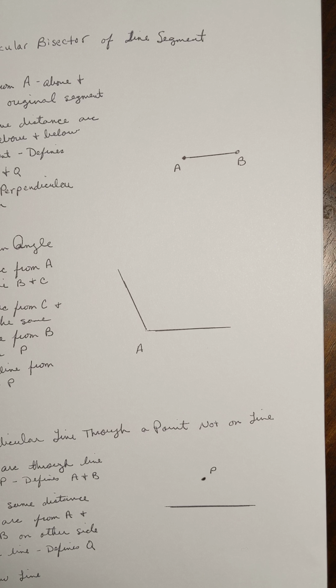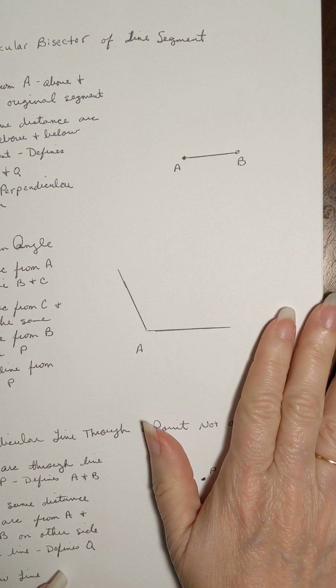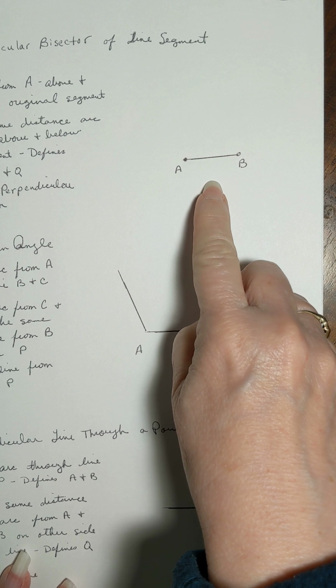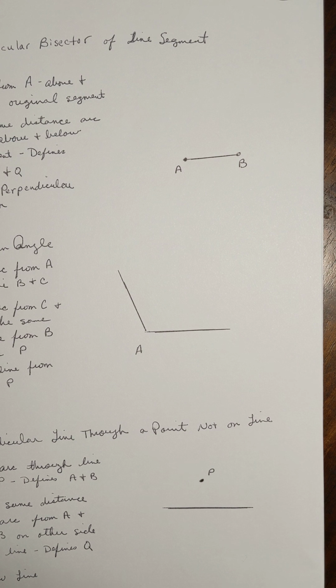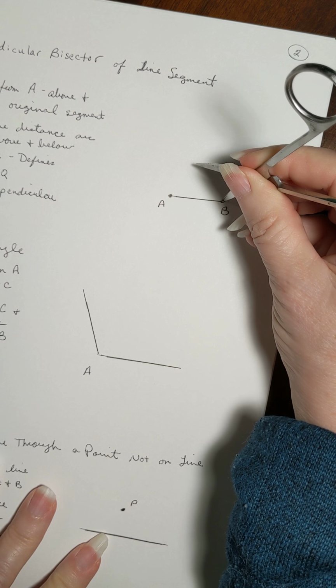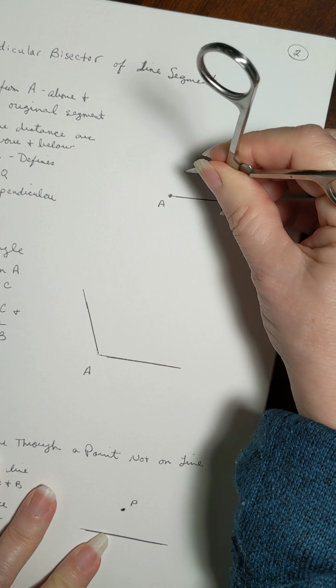So now we want to get a perpendicular bisector of a line segment. In order to do that, what I'm going to do is make 2 points, one above the line and one below the line. And all of these measurements will be the same. So if you can get your compass to stay completely equal, it would be good.